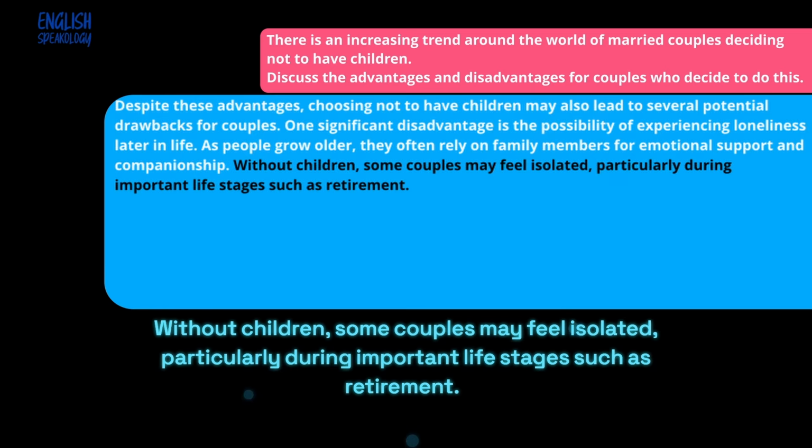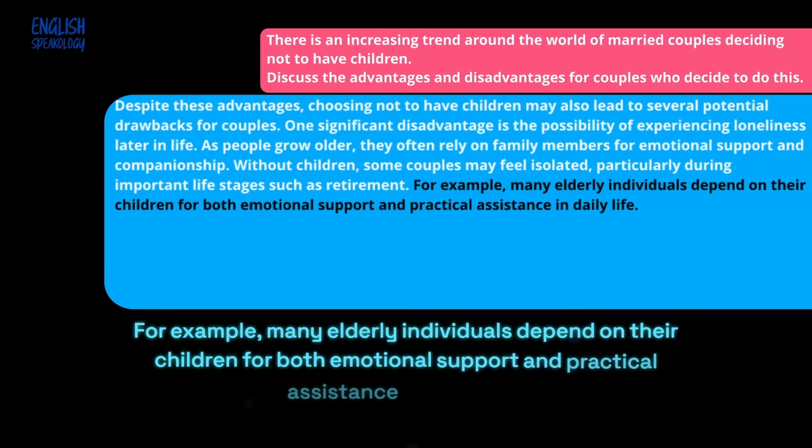Now we add an example. For example, many elderly individuals depend on their children for both emotional support and practical assistance in daily life. Examples help readers understand the situation more clearly. In many cultures, children play an important role in caring for aging parents, so this example strengthens the argument.